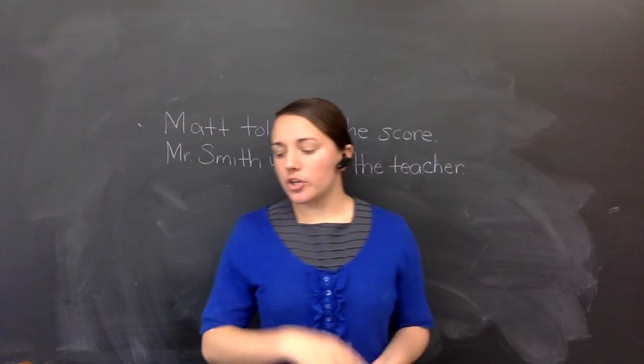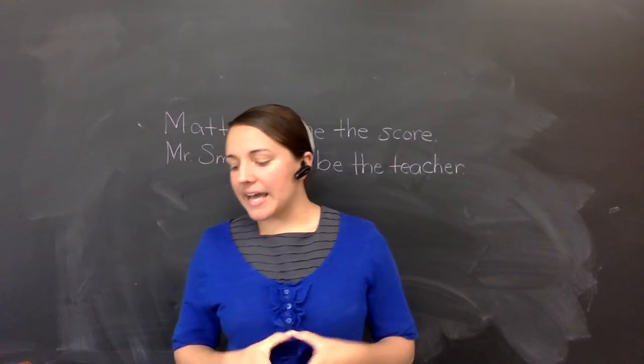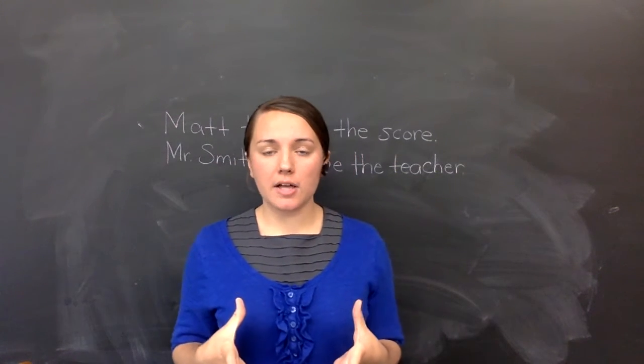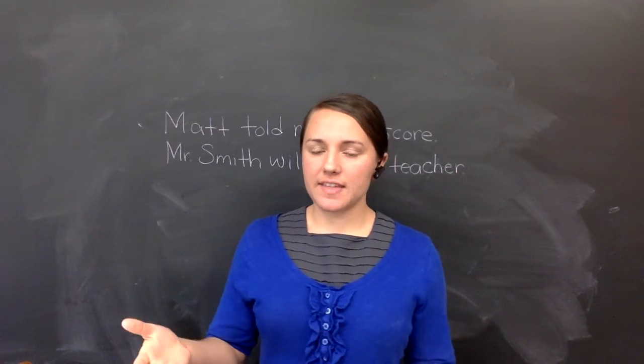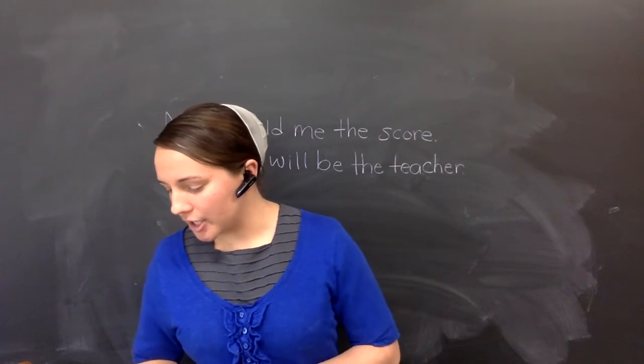A possessive noun shows ownership or possession, and it always has an apostrophe. You also use apostrophes to show the plural of letters. Okay, so if you're talking about the letters of the alphabet and you're talking about more than one, you use apostrophe s after the letter.